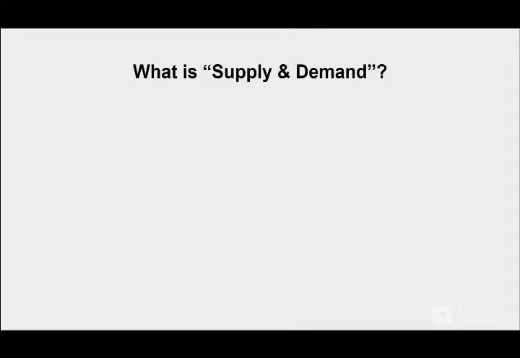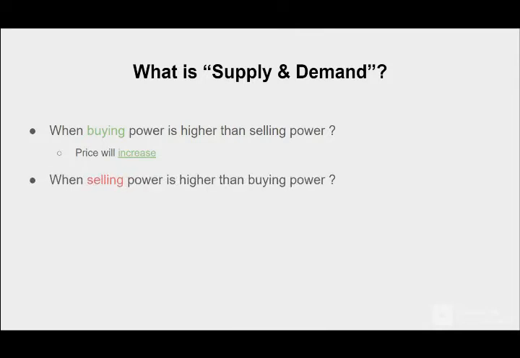So, what exactly is supply and demand? Supply and demand is what causes the fluctuation within the market, the rhythm, the pulse. Basically, when buying power is higher than the selling power, price will increase. And when selling power is higher than the buying power, price will decrease, causing an imbalance within the trend. And I'll touch base on what an imbalance is a little later.